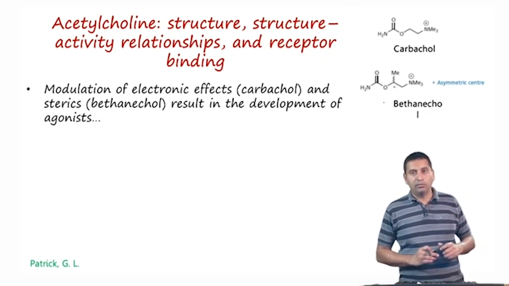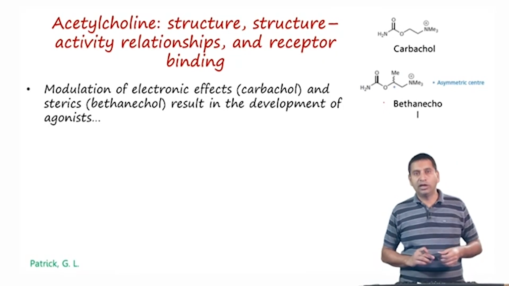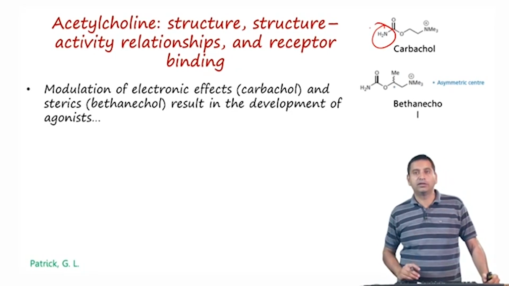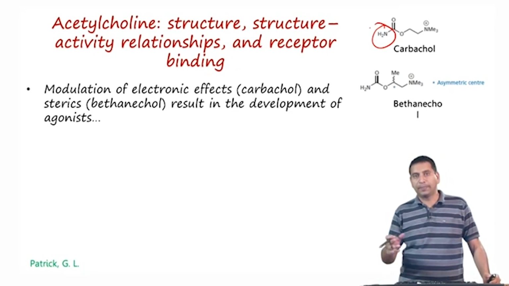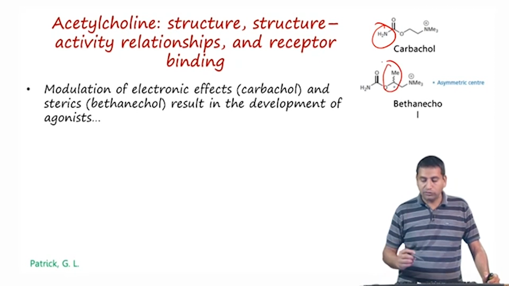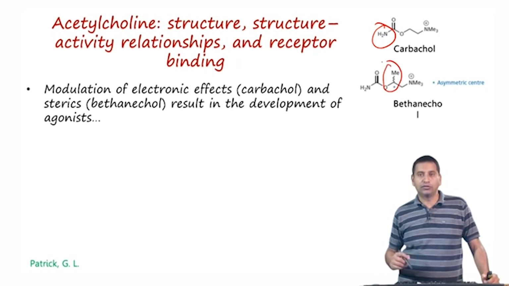One method that has been used is to modulate the electronic effects, as in the case of carbachol. What is done here is to replace the ester with a carbamate, and that helps in modifying the electronic effects. The other way is to modify sterics. Here we have put a methyl group, which of course also creates an asymmetric center, and these help in the development of agonists.